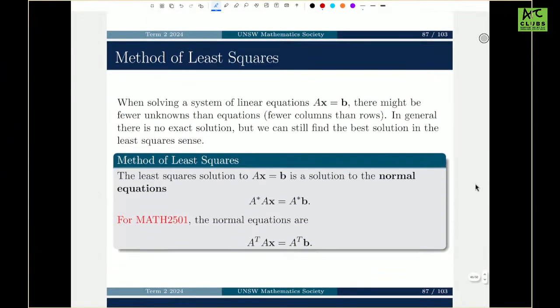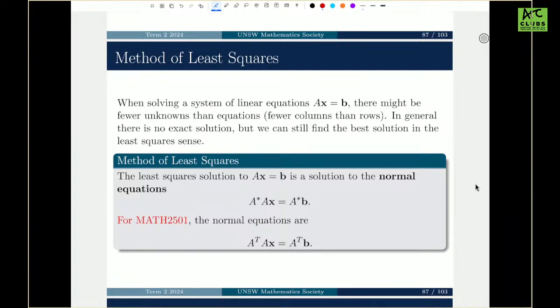So the method of least squares, I'm sure you're quite familiar with the concept of it. If you have some system AX equals B, then the solution is given by the normal equations, which are the equations that govern this function of best fit or line of best fit, whatever you want to call it. These are the governing equations: A star A times X equals A star B.